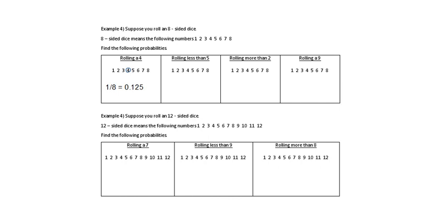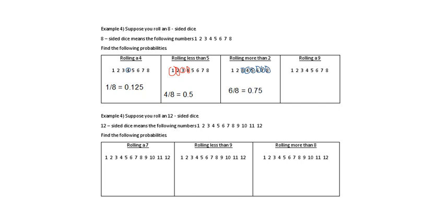All right, less than 5. Well, less than 5 is 4, 3, 2, 1. I circled 4 numbers. So therefore, 4 divide 8 is 0.5. Okay, more than 2. Well, more than 2 would be 3, 4, 5, 6, 7, 8. I circled 6 numbers. So we're going to do 6 divide 8, which is equal to 0.75.